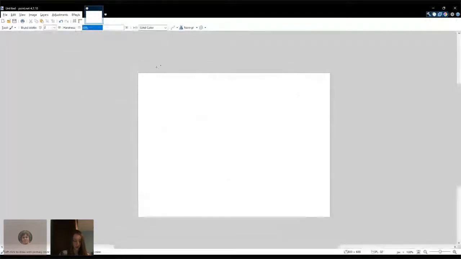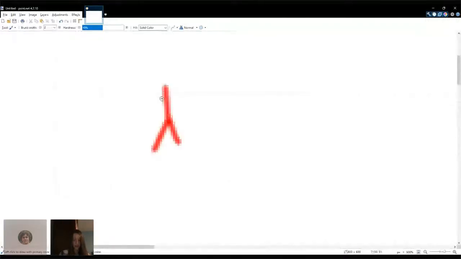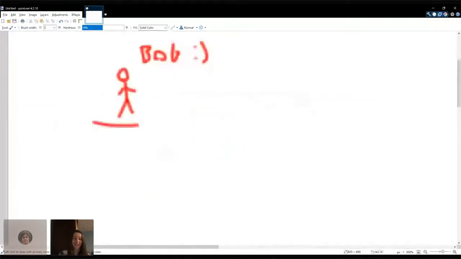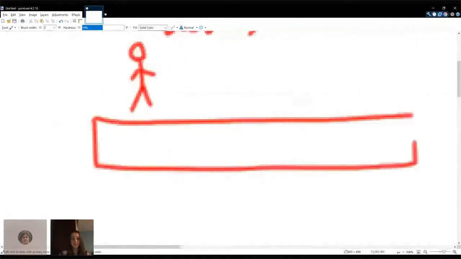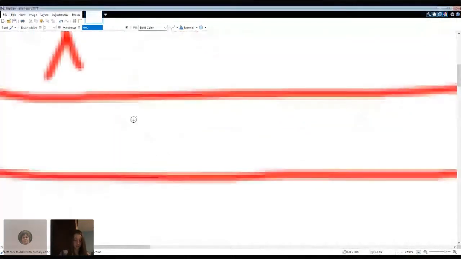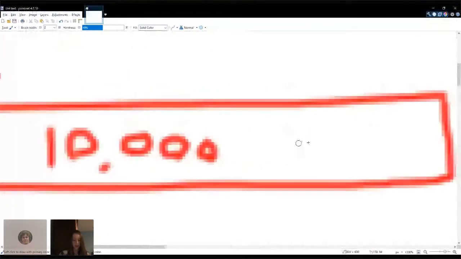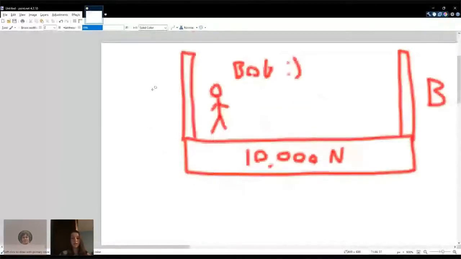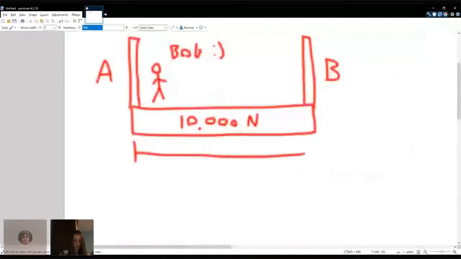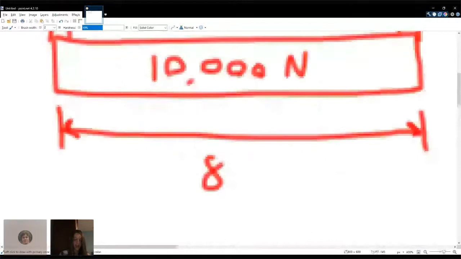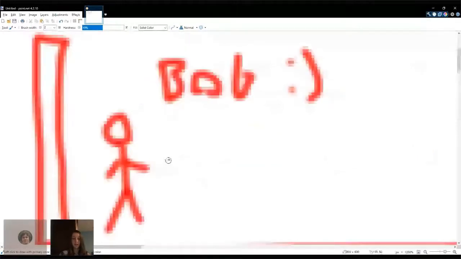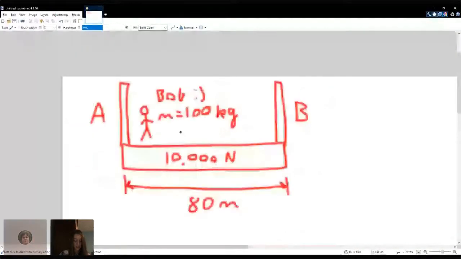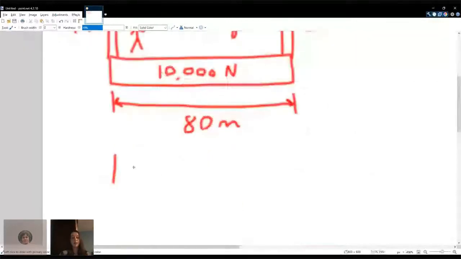Let's hear it. All right, so Bob is standing on a bridge. The bridge itself weighs 10,000 newtons. So there are 2 pillars on either side, pillar A and pillar B, and the span between the pillars is 80 meters. Bob, whose mass is 100 kilograms, is standing 20 meters from the center of the bridge toward pillar A.